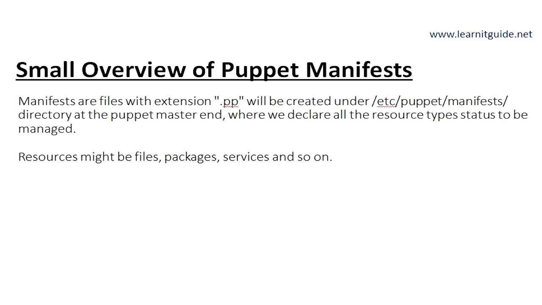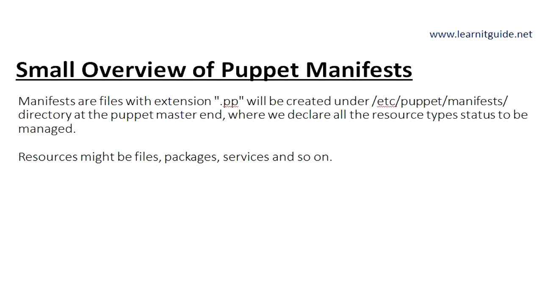Later, I will give you a demo in practical. So what is a Puppet manifest? Manifests are files we create with the extension .pp at the Puppet master server end under the etc/puppet/manifest directory. So .pp means Puppet policy, which has the configuration details to be managed in the format of a declarative language, where we declare all the resource types' status to be managed. Resources might be files, packages, users, services, and so on.